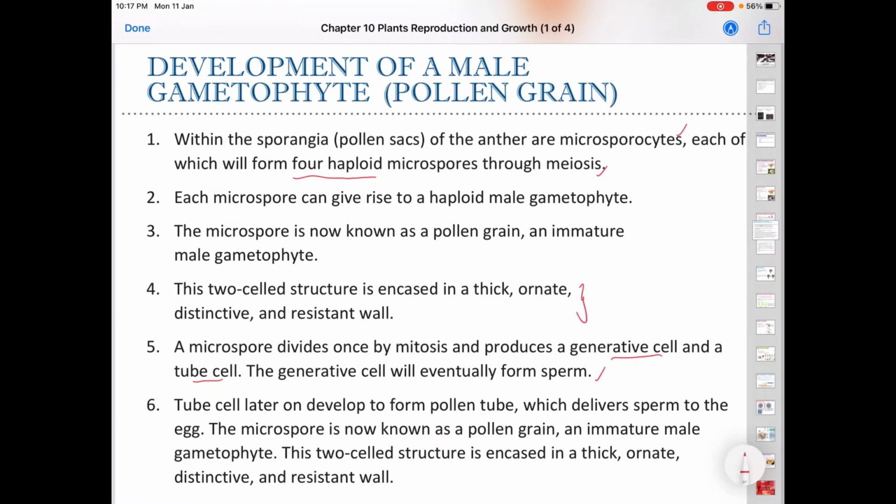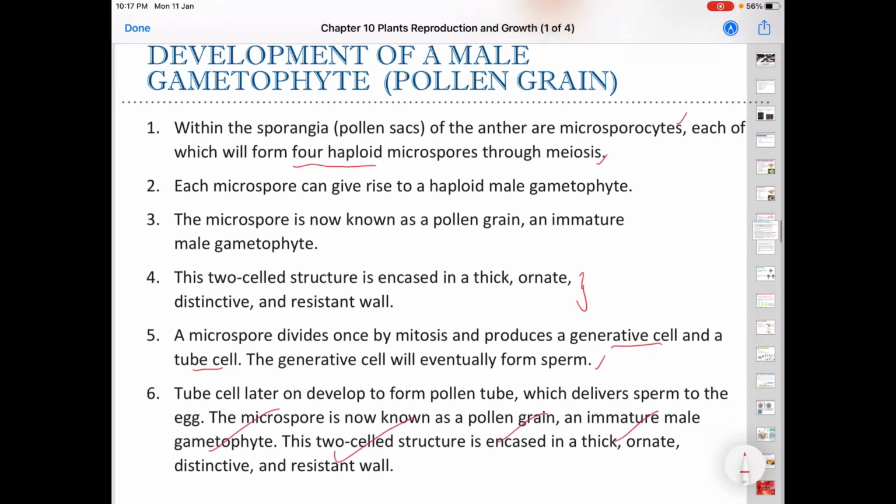For the next statement, the microspore is now known as a pollen grain. These are repetitive phrases, so you may ignore this statement.